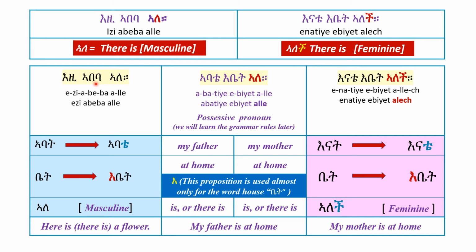እዚህ አበባ አለ. አባቴ እቤት አለ. እናቴ እቤት አለች. አባት አባቴ እናት እናቴ. We will learn the grammar rules later about possessive pronoun.